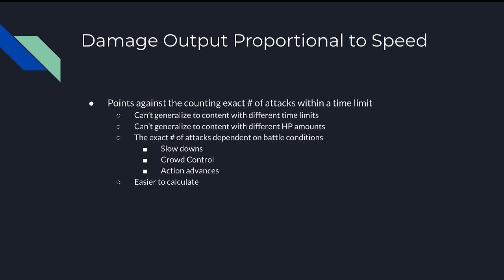If they have different HP amounts, it's also difficult to calculate because you're expecting your round to end within a certain period of time. And there are several battle conditions like slowdowns, crowd control, action advances from other units or other buffs. These can affect the number of turns your unit actually takes. For example, if they would have taken 5 but just so happened to get hit by a crowd control, now they suddenly take 4. If they had, suppose, some excess speed, they might actually still hold on to 5 actions that they can do in that period of time.